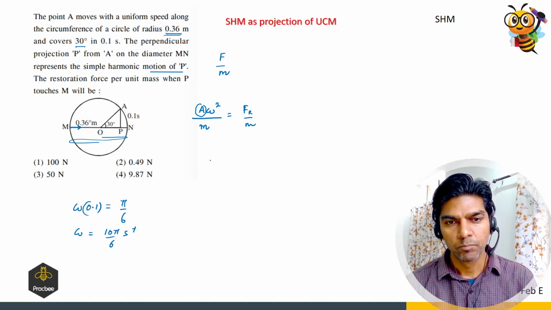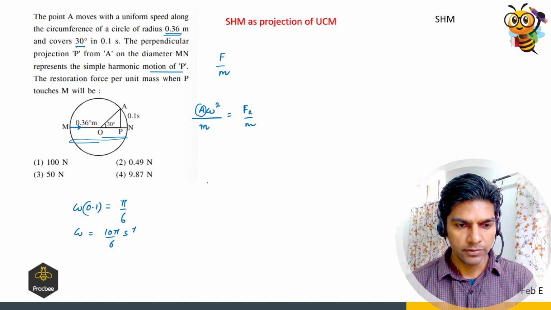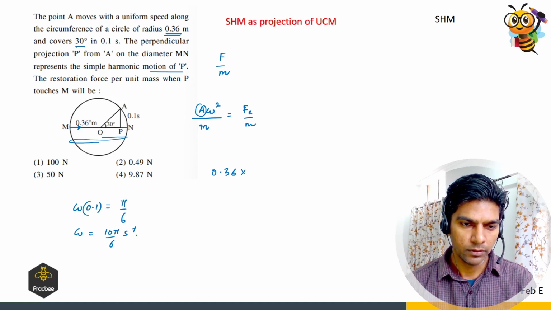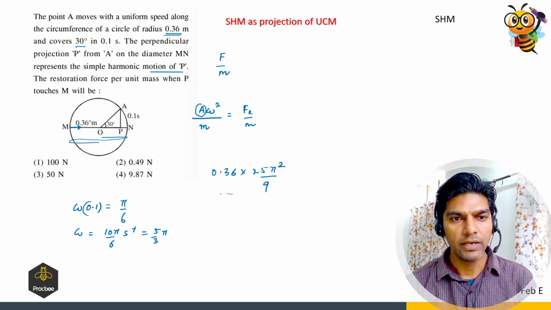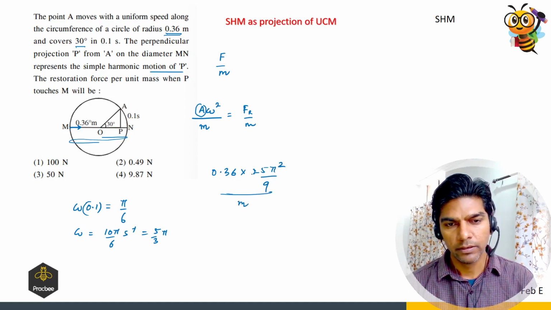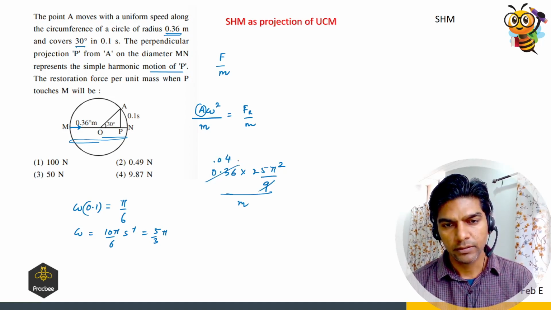Let us see. If I simplify this, A is 0.36 multiplied by omega square, and we can write omega as 5 pi by 3. So let us multiply this. It will be 25 pi square by 9. Mass is not given, right? Let us simplify this. So this will be 0.04 times 25 by 9 pi square, which becomes 1. So we are getting pi square by m.